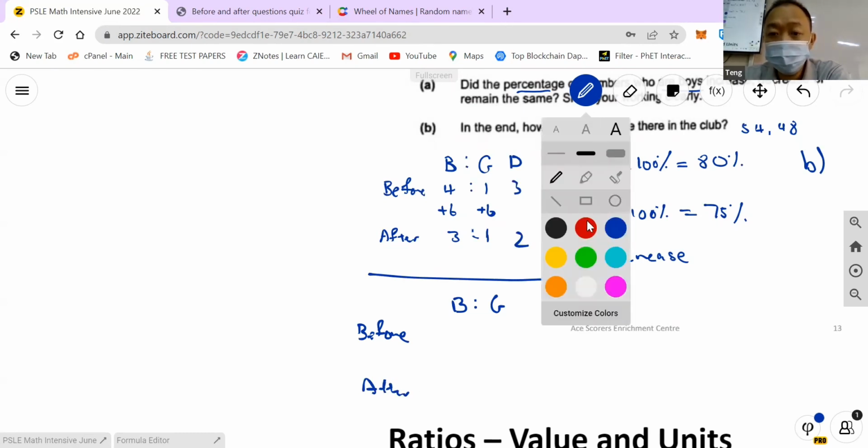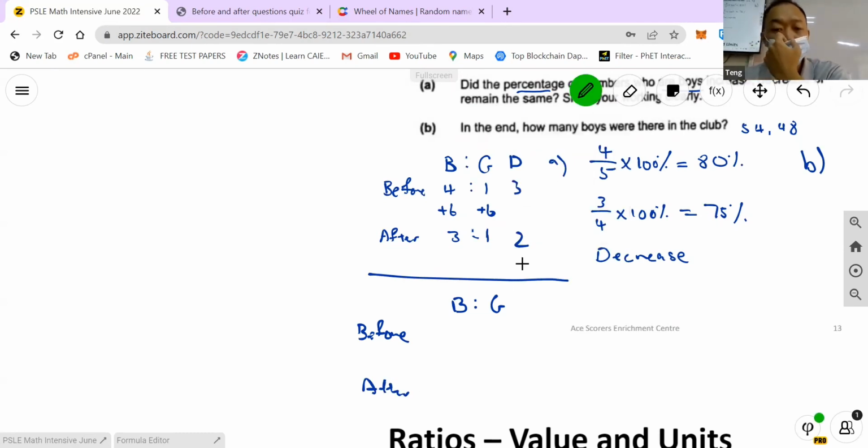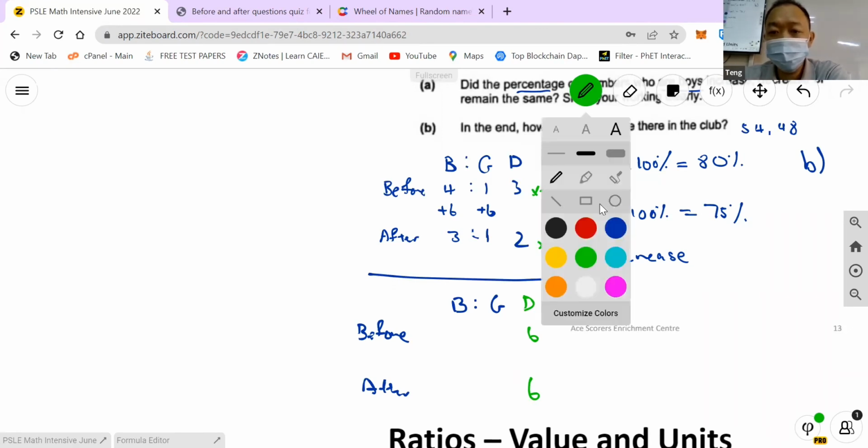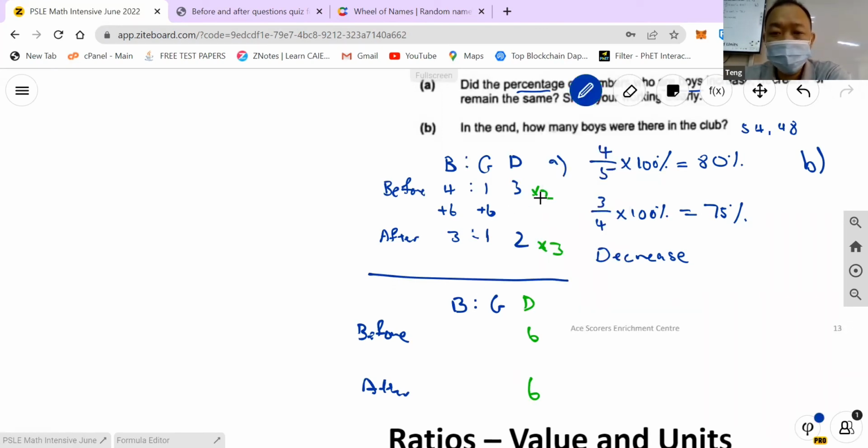I'm going to use green to show what I'm going to do. If I want to make this difference 6 and 6, the first row I have to times 2, the last row I have to times 3. Hence, I can come up with my new set of ratios. Here times 2, so I'm going to get 8 is to 2. Right here, times 3, so I'm going to get 9 is to 3. And it's plus 6, plus 6.